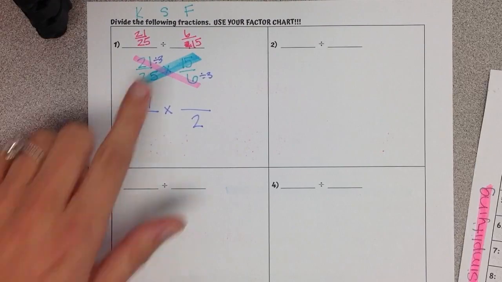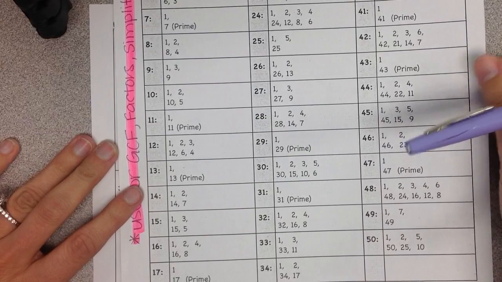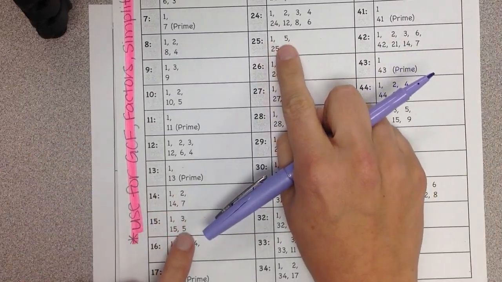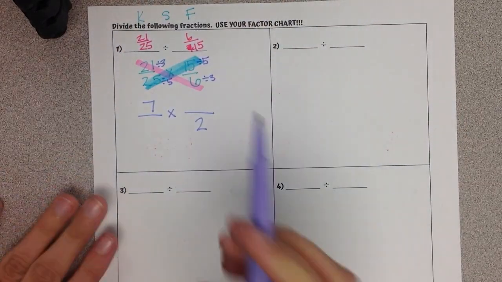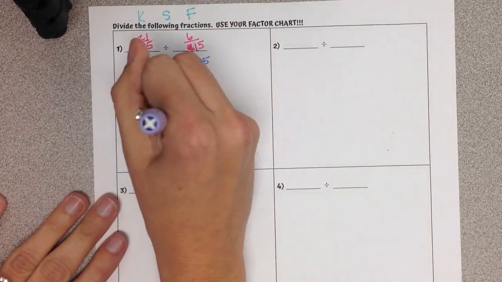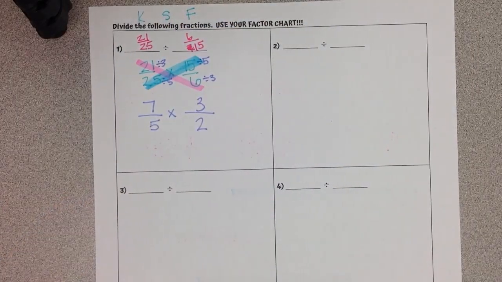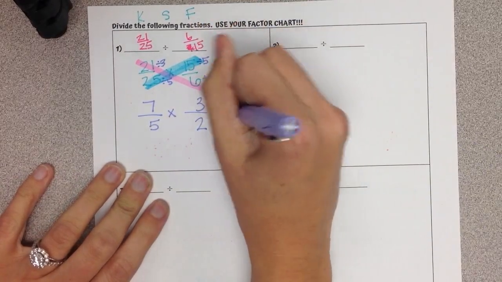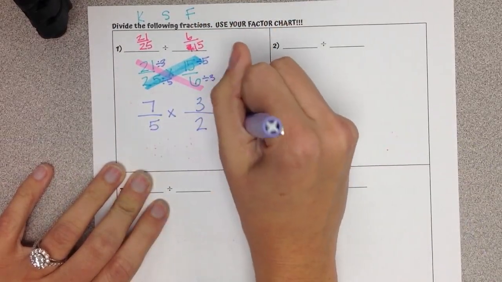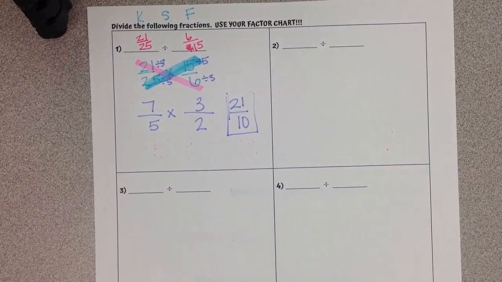Now I'm looking at the other diagonal, 25 and 15. I'm looking at my chart. 25 and 15, the biggest number they both divide by is 5. I'm dividing the 15 by 5, and I'm dividing the 25 by 5. 25 divided by 5 is 5. 15 divided by 5 is 3. Now that I've simplified, I can multiply across. 7 times 3 is 21. 5 times 2 is 10. You could turn this into a mixed number if you want to. We will accept it as the improper fraction, though.